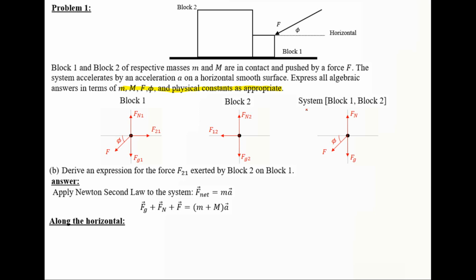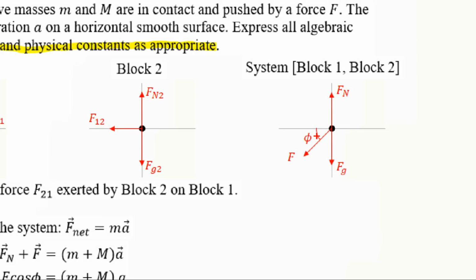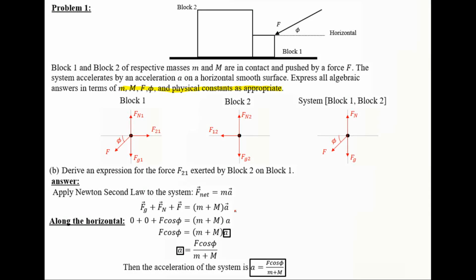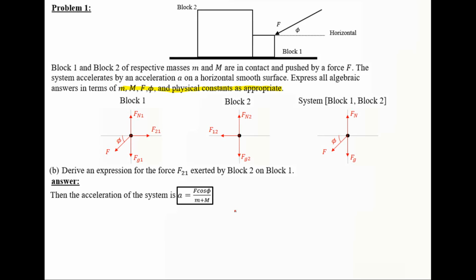Now along the horizontal, taking the left direction to be positive, the pull of gravity is 0 and the normal push is 0. Now what about F? F has both horizontal and vertical components. The horizontal would be F cosine phi, and A has no projections. Now isolating for A would be given by F cosine phi divided by the total mass. But remember that we're not being asked about the mass, we're being asked about the force F12 or F21, and that can be determined first by initiating the acceleration of the system.